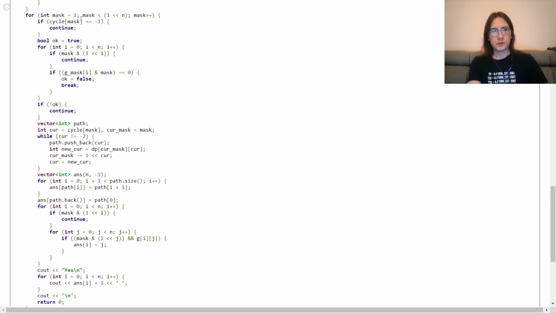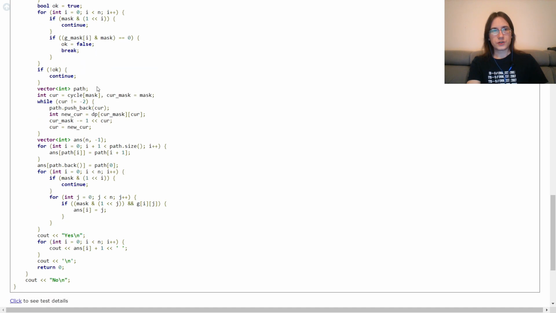Then for all possible masks which form a cycle, I simply check that all the other vertices have a neighbor inside the mask. And if it's true, I recover the cycle. And then for every vertex on the cycle, I set the next vertex on the cycle as its auxiliary server. And then for every other vertex, I find its neighbor which lies on the cycle and set it as an auxiliary server to this vertex. And then I output the answer.